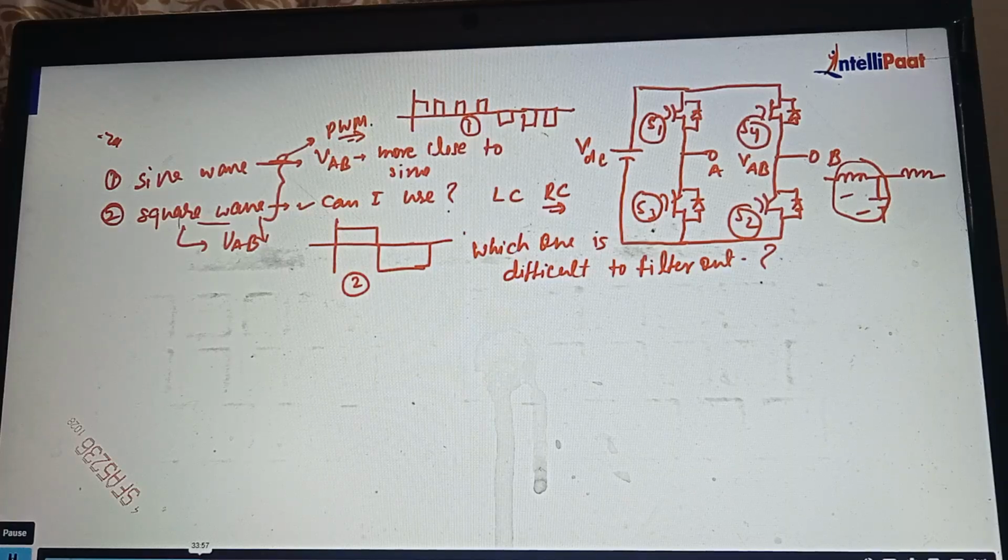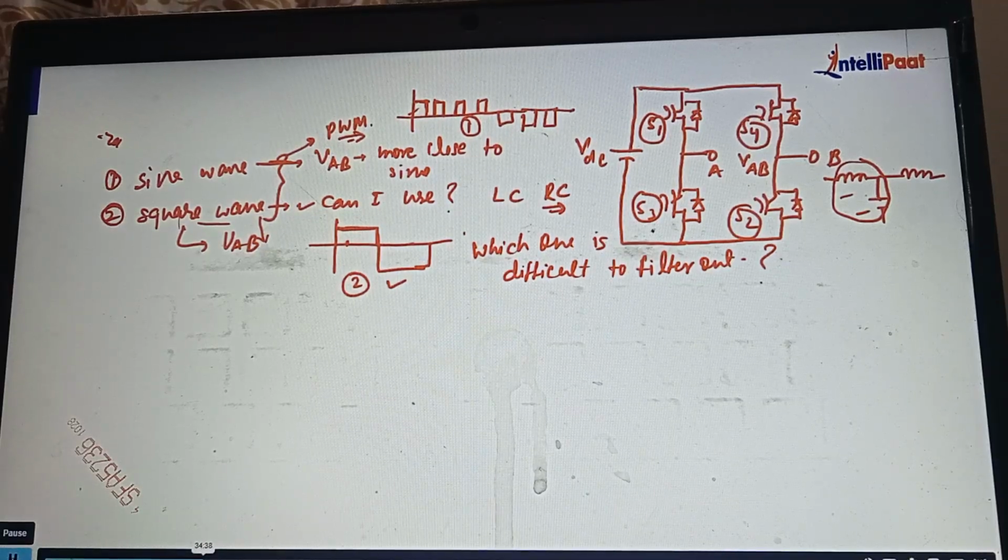Which one is difficult? Obviously, this is the square wave. Here you can see we have n number of switching cycles, and they are going from 0 to maximum value to 0, and then again from 0 to maximum value. But here you will not find any 0 value, right? They are staying at the maximum. So filtering of this waveform will not be possible using a passive filter. We need some active filters to filter out this waveform.